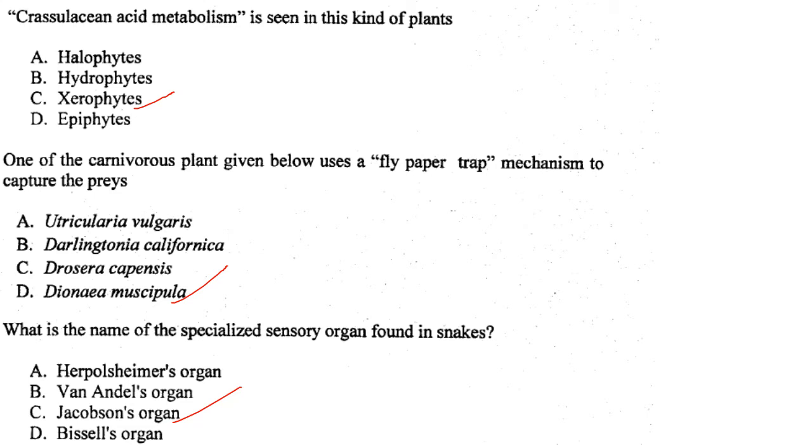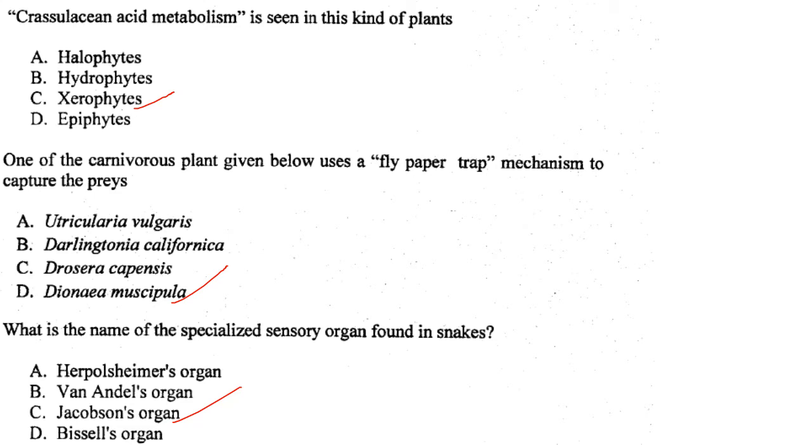Crassulacean acid metabolism is seen in this kind of plants. It is seen usually in xerophytes. Answer is option C. One of the carnivorous plants given below uses fly paper trap mechanism to capture the prey. So the fly paper trap method is used by Dionaea muscipula. Answer is option D.